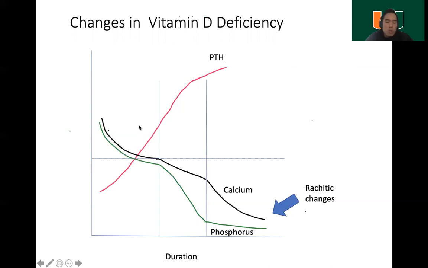When you do the blood test, you'll see a relatively normal calcium, and you may start to see a rise in PTH level. So what happens if it's prolonged? PTH continues to rise, causing a further decline in serum phosphorus. And when it reaches this phase, when you cannot compensate anymore, serum calcium drops. Eventually you get hypocalcemia, hypophosphatemia, and you get rachitic changes.